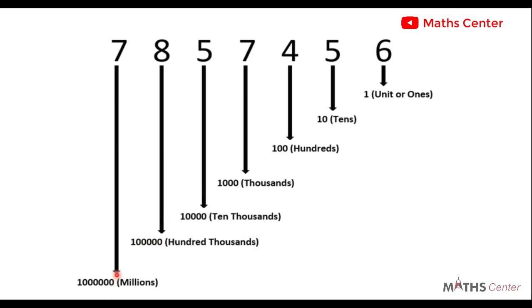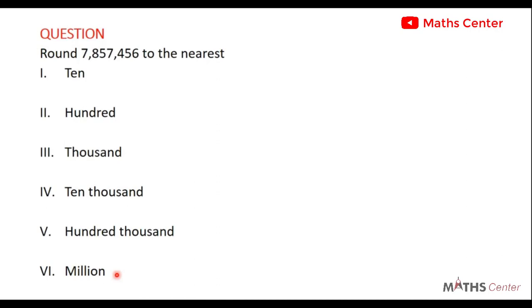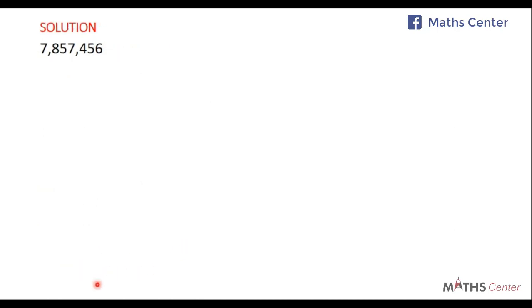So how do you round a number to the nearest units, to the nearest tens, to the nearest hundred, to the nearest thousand? Let's take an example and learn how to do that. So let's use the same value that we had on the previous slide. Now we are told to round 7,857,456 to the nearest (i) 10, (ii) 100, (iii) 1000, (iv) 10,000, (v) 100,000, (vi) million. So let's begin. How do we round this to the nearest 10?